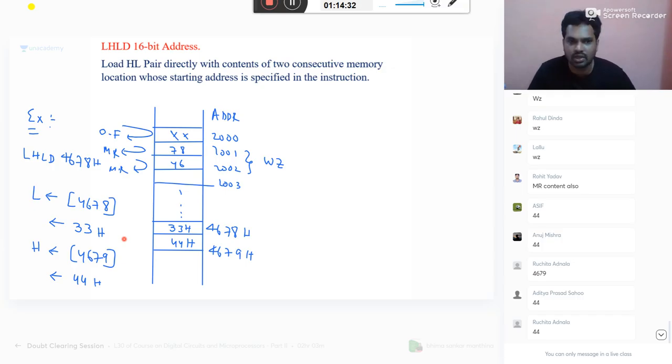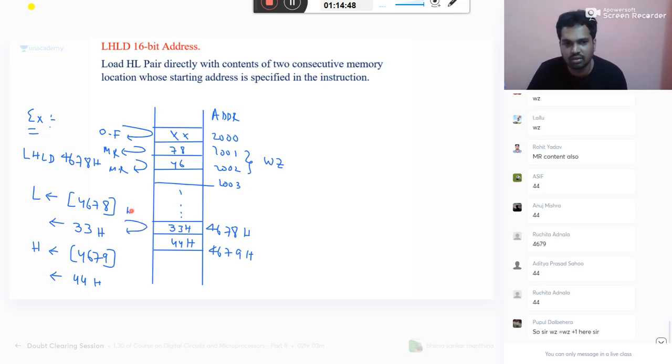Okay, so first value is 33, next value is 44, like that. So load HL with 2 consecutive memory locations whose starting address is given in the instruction. That is what we call LHLD. Here it requires more time. Why? This is a memory read. This is a memory.